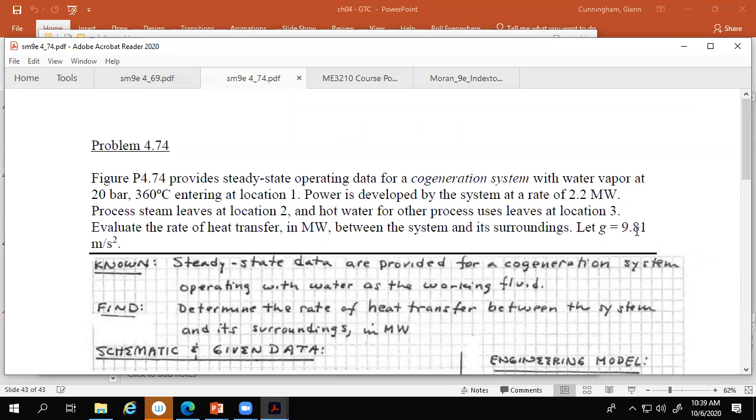And if we need g, it's 9.8 meters per second squared. I'm guessing we do, or he wouldn't have given it to us.